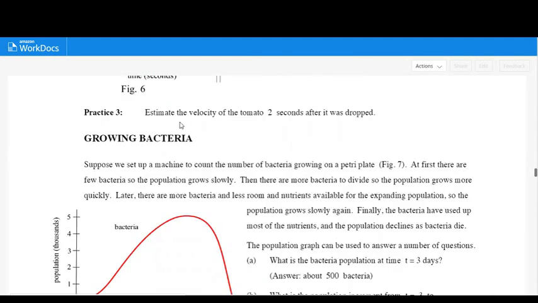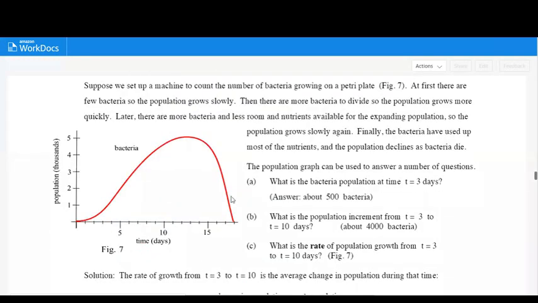So we have another practice problem here. Next, we have growing bacteria. Suppose we set up a machine to count the number of bacteria growing on a Petri plate. So dito, ito na yung graph. At first, there are few bacteria, so the population grows slowly. Then there are more bacteria to divide, so the population grows more.